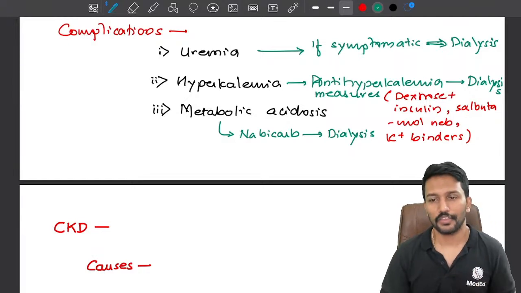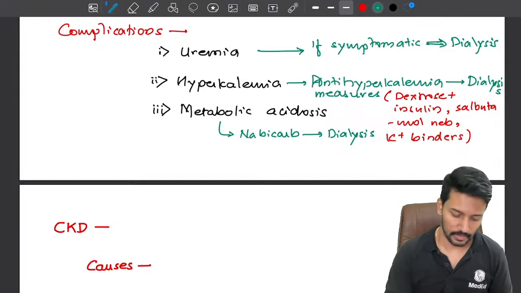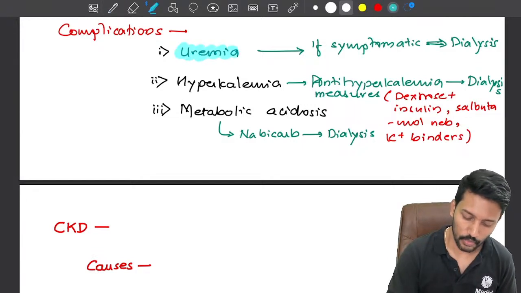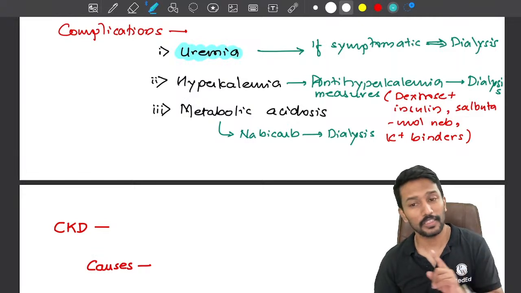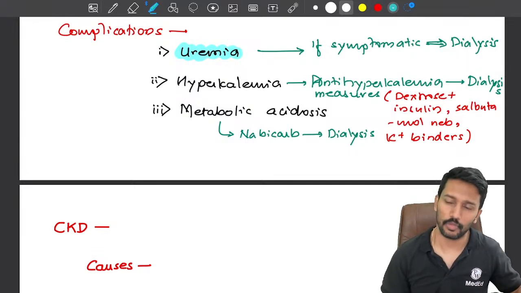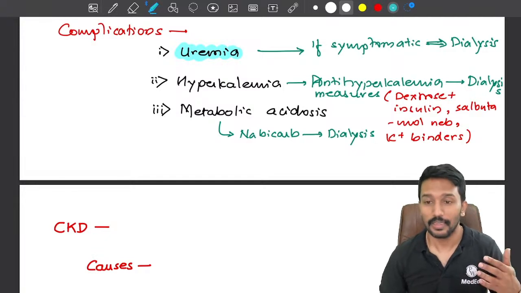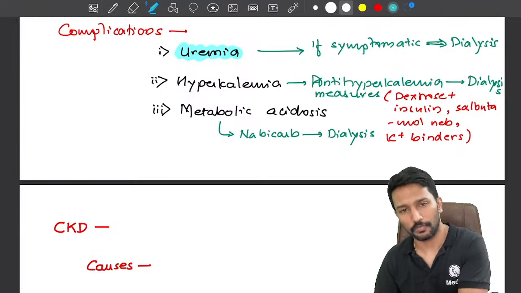Okay, now they can ask you among these which one is an absolute indication for the initiation of dialysis, right? Obviously that is symptomatic uremia because urea cannot be brought down with drugs. Hyperkalemia is not an absolute indication, it is a relative indication. First, I will give dextrose insulin, salbutamol nebulization, calcium gluconate and potassium binders. Still if hyperkalemia or some fatal arrhythmia is occurring, then I will take the patient for dialysis.